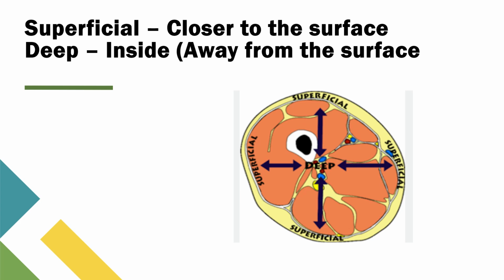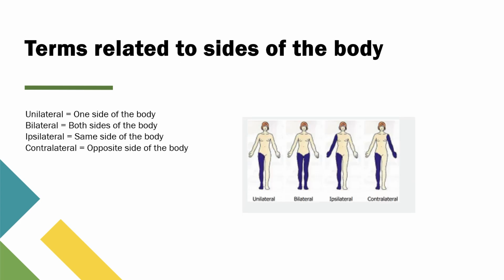So superficial and deep. Now we'll discuss terms related to sides of the body. So the first picture you see there is unilateral. That's one side of the body. The next picture is bilateral, both sides of the body. Then we have ipsilateral, which means it's on the same side of the body, and contralateral means opposite side of the body.